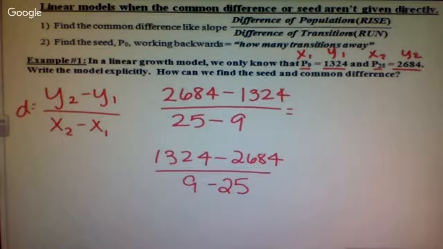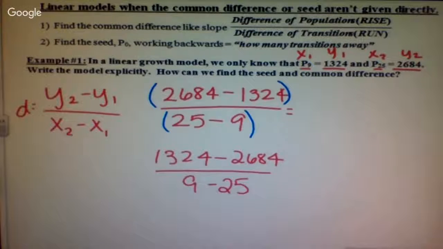So x1 and y1 will always be together. Yes, they have to be paired together. So this can be 1 or this can be 1, it doesn't matter, but keep the 9 and the 1,324 together as 1 for x and y, and keep the other one together as 2. So if you want to plug this in all at once, this must go in parentheses and this must go in parentheses. Or you can do the top, get an answer, do the bottom, get an answer, and then divide.